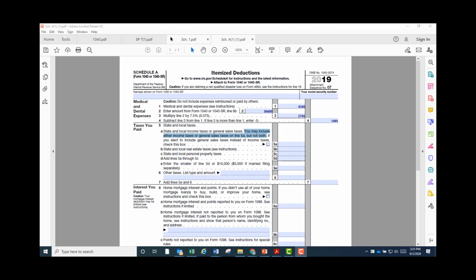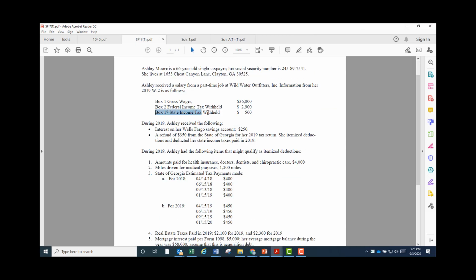Let's go to the sample problem. Here we see state income taxes withheld, $500. Before I said that this wasn't relevant, but it is. It is relevant to itemized deduction. That's $500 plus all these taxes down here. These are estimated tax payments made to the state of Georgia. It's made for the tax year 2018 and for the tax year 2019. For the tax year 2018, it was paid in April, June, September, and it was paid in 2019.